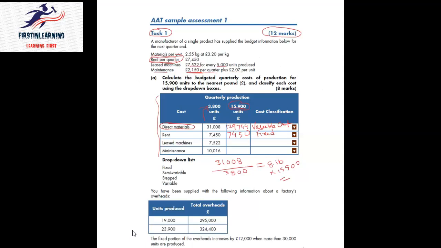The next one we have is leased machine, and on this leased machine category they said 7,522 for every 5,000. So basically this is the step cost, and this is fixed up to a certain level. So for 15,900 unit, how many steps do we need? Every 5,000 unit we need, the cost will be 7,522. So if we divide 15,900 by 5,000, that gives me 3.18. So this is the steps we need.